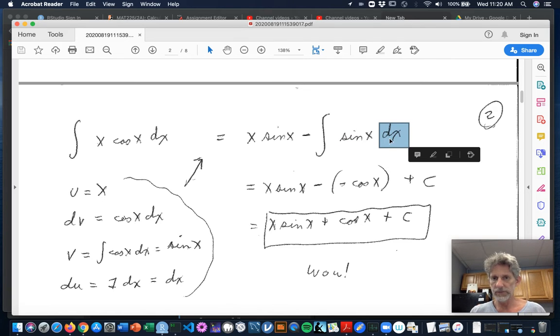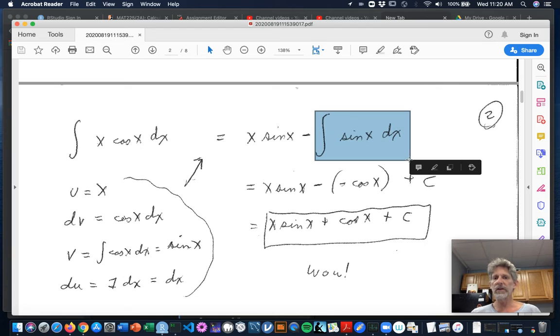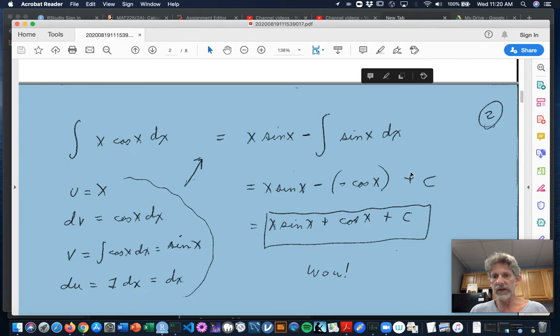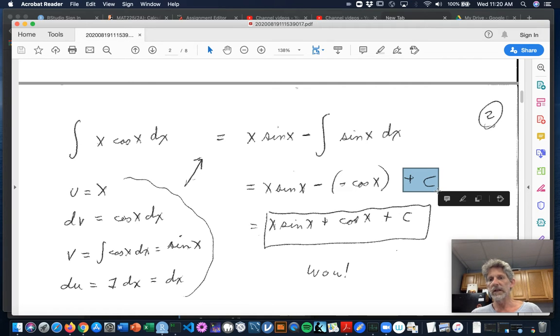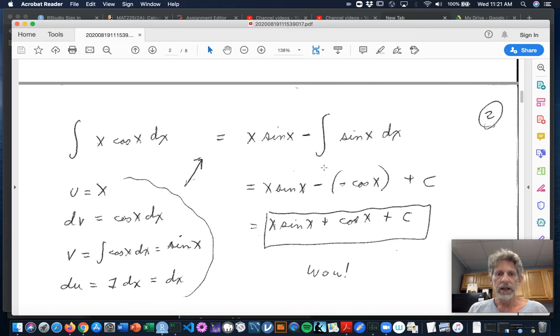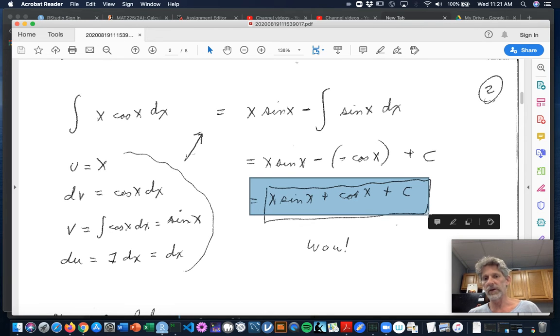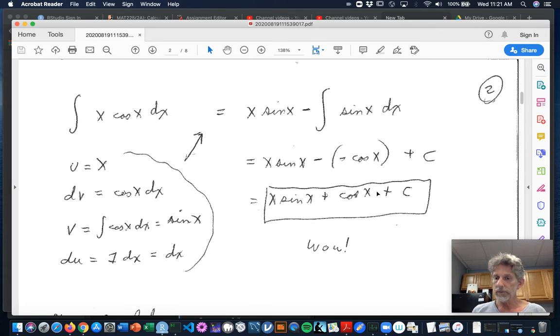which is dx. And I hope that this indefinite integral is easier to find, and it is, because the indefinite integral of sine of x is a minus cosine x, tack on a plus c to have a whole family of them. And so I've got x sine x plus cosine x plus an arbitrary constant. Wow. Integration by parts can be really, really powerful.